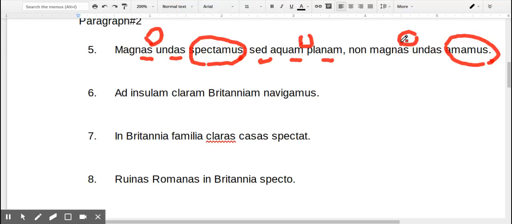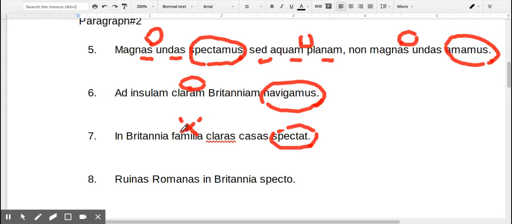Ad insulam claram Britanniam navigamus. Again, do not translate accusatives before you translate the main verb. We sail to the famous island Britain. In Britannia familia clara spectat. So I always look at my verb first. Spectat. It's a he, she, it. I have a nominative here that will match that. Both third singular. The family looks at famous houses in Britain.